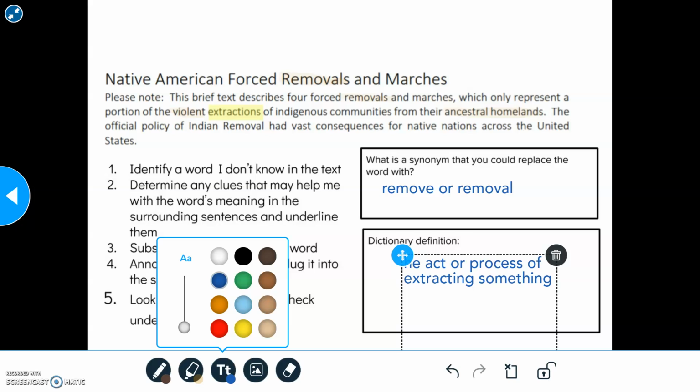So I have successfully understood the meaning of the unknown word, which was extraction. And I know that a synonym for that would be to remove or removal. And I made sure to check my understanding in the dictionary. You are going to do this next a few times for practice, and then you will have an exit ticket.